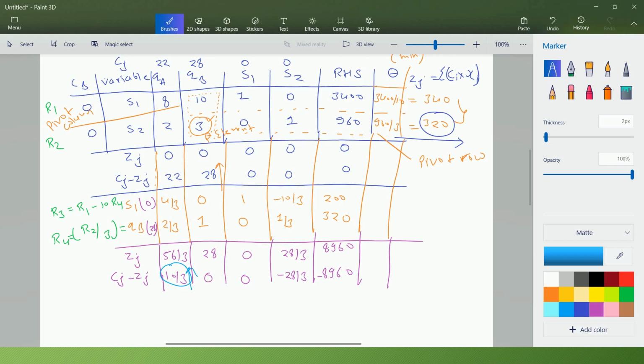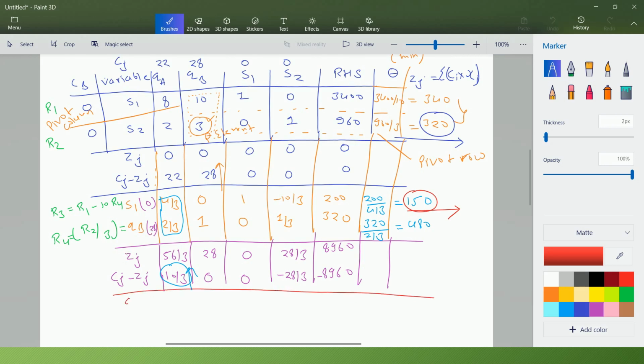Okay. Now which variable will come out from the problem? In this case, this is our pivot column. We will divide 200 by 4 by 3. I will get 600 by 4, that will be 150. Okay. And here 320 divided by 2 by 3. Here I will get 480. So this is minimum. So this will go out of the problem. Okay. So S1 will go out of the problem, and in place of S1 we will have QA.